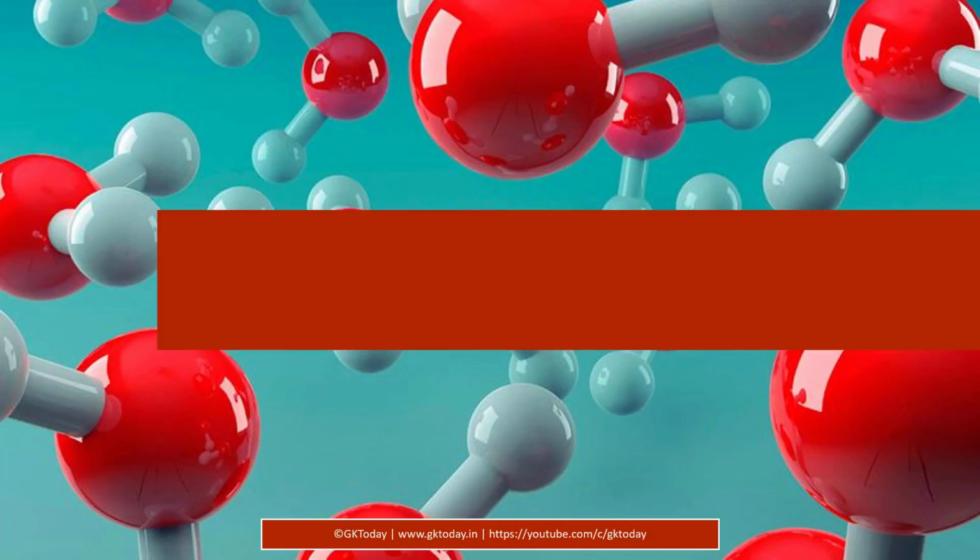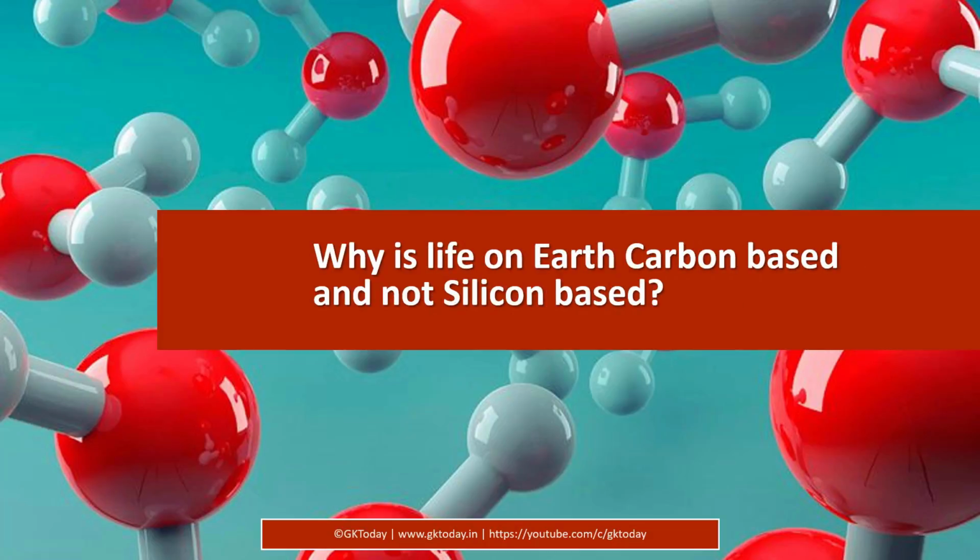We next move to why is life on Earth carbon-based and not silicon-based? So silicon and carbon both have similar structure. Let us understand why carbon is the basic formulating structure for organisms.